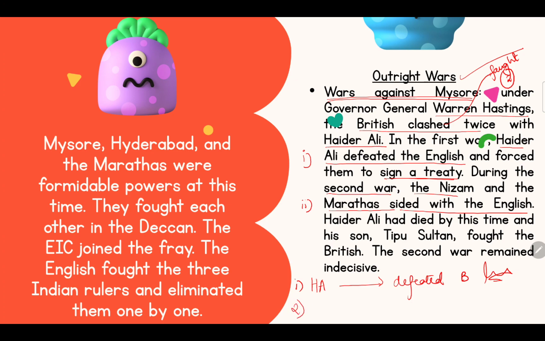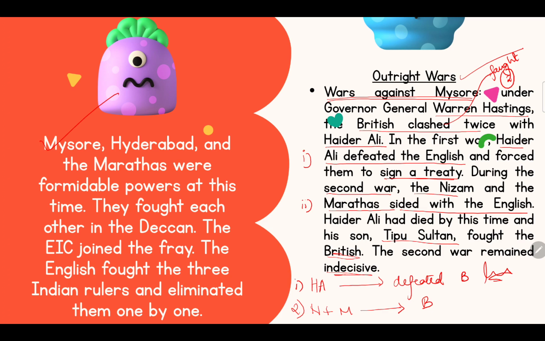In the second war, what happened? Nizam and Marathas sided with British. And Hyder Ali had died by this time, and his son Tipu Sultan fought the British. The second war remained indecisive. So these are the two outright wars.